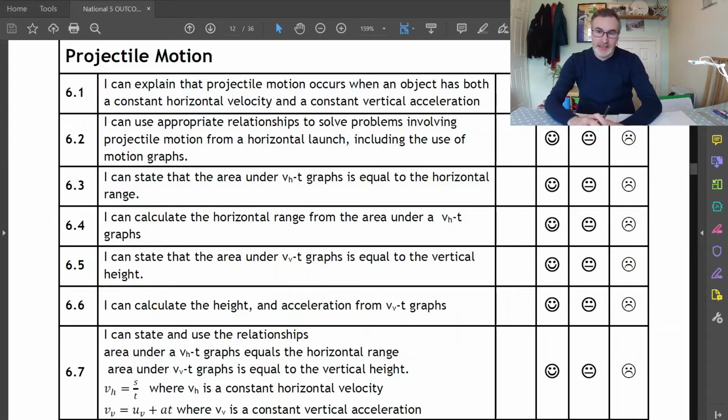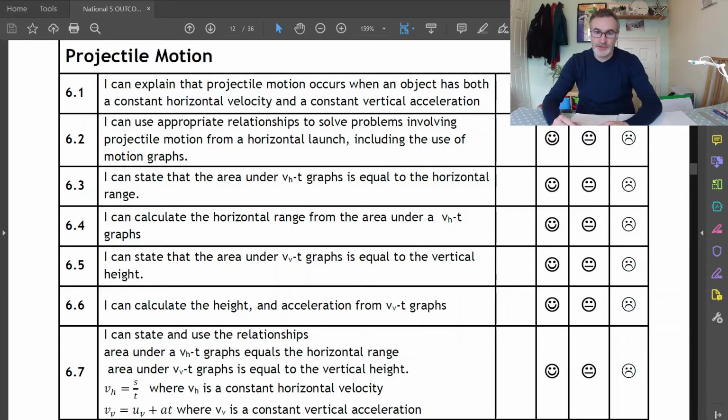I can state and use the relationships of what we've just covered, so the area under the VH-T graph, the area under the VV-T graph, and then now we have two equations, which is the equation which is just speed, distance, time. If it's a constant horizontal velocity, then we can use velocity is equal to displacement over time here.